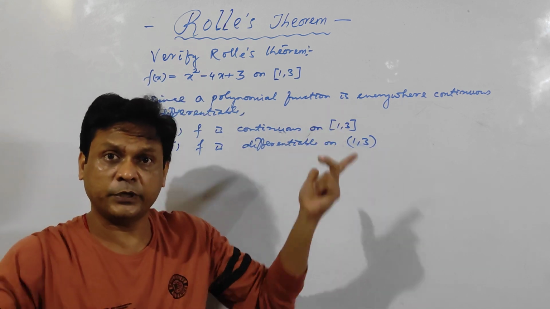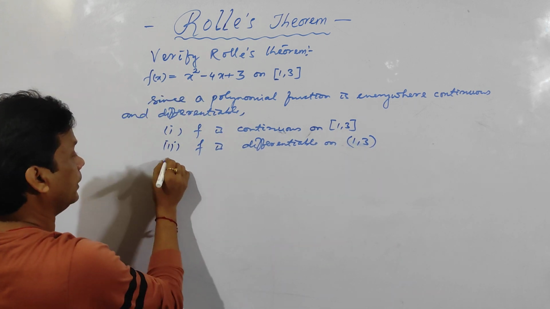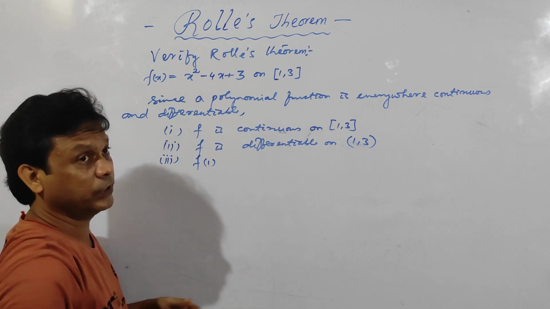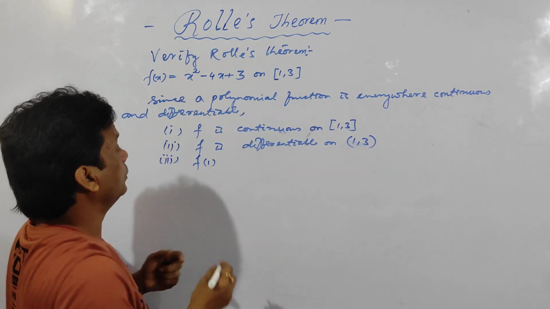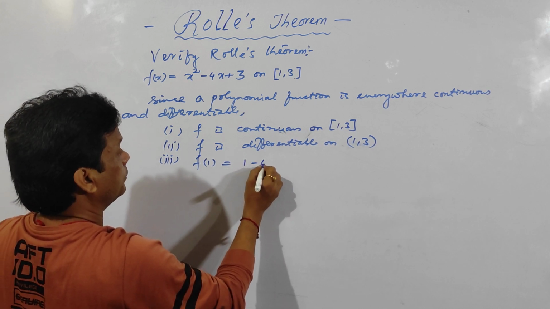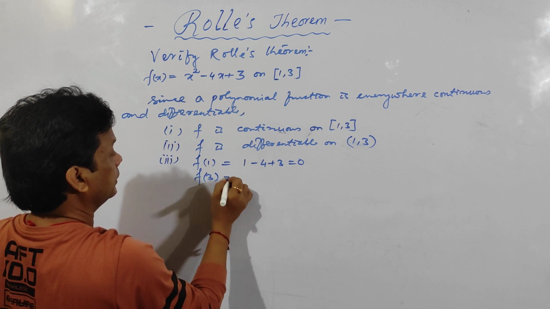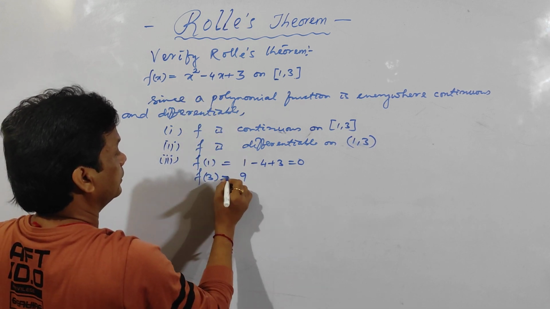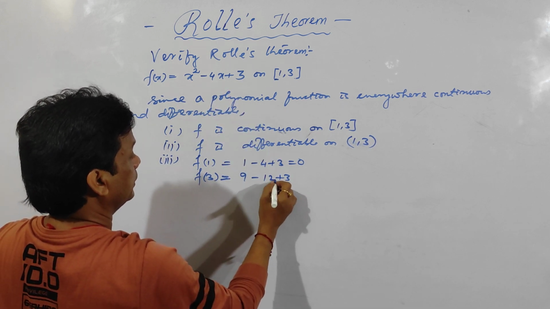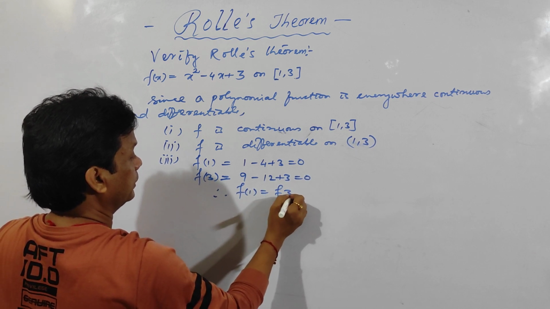Because it is differentiable everywhere, it is also differentiable in this interval. And B3, let us see, what is f of 1? Because f of a is equal to f of b, and here a, b are 1 and 3. So f of 1 is 1 square is 1 minus 4 plus 3, which is equal to 0. And what is f of 3? 3 square is 9 minus 4 times 3 is 12 plus 3, which is also equal to 0. Therefore, f of 1 is equal to f of 3.